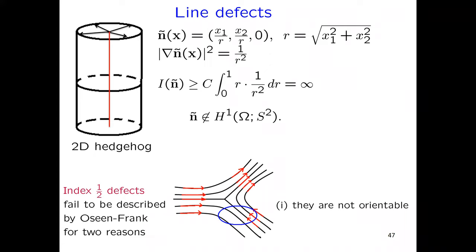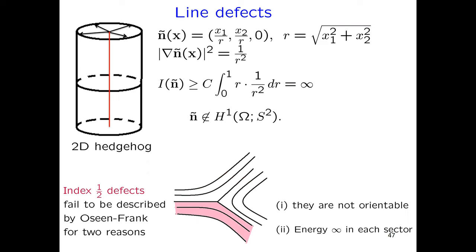Now we sort of know how to handle that. You could use n tensor n instead of n. However, this is a simply connected region. And also the energy is infinite in every sector. So remember I said that in a simply connected region, if you're in H1, it's orientable. But here you're not in H1. And it's not orientable.